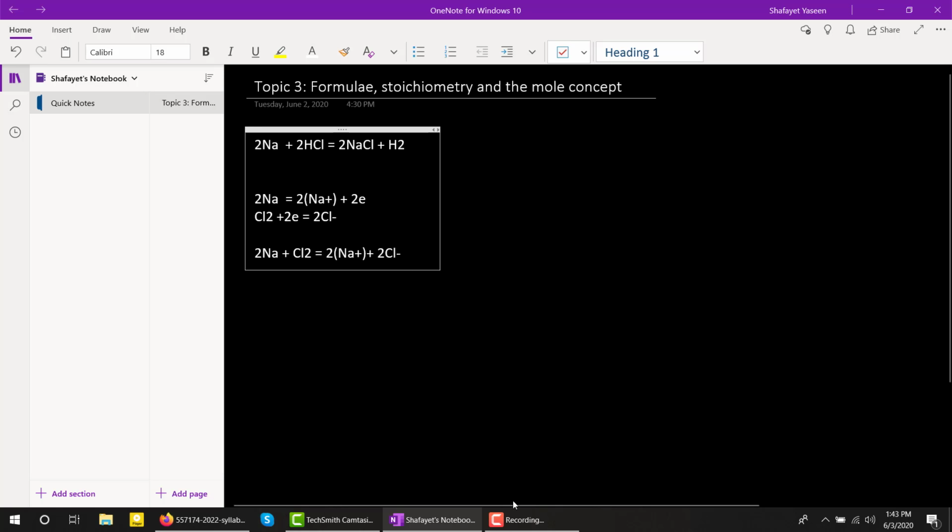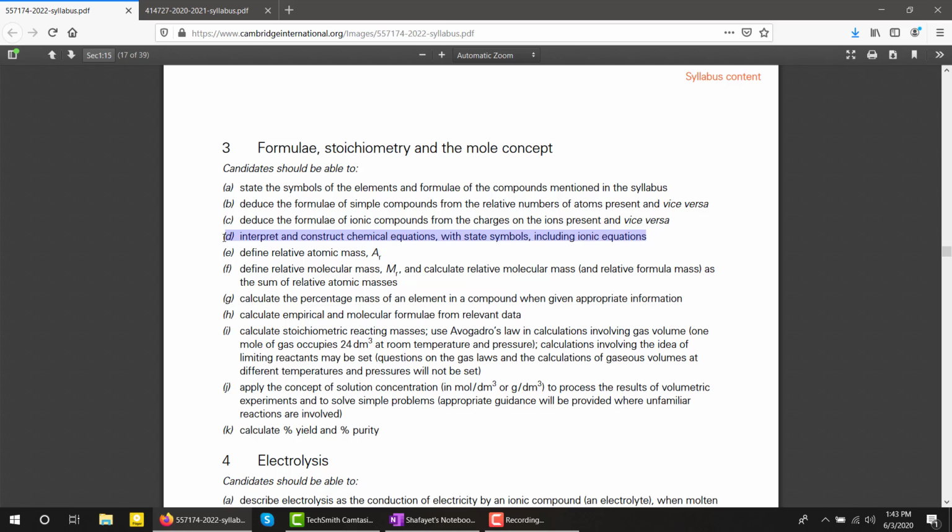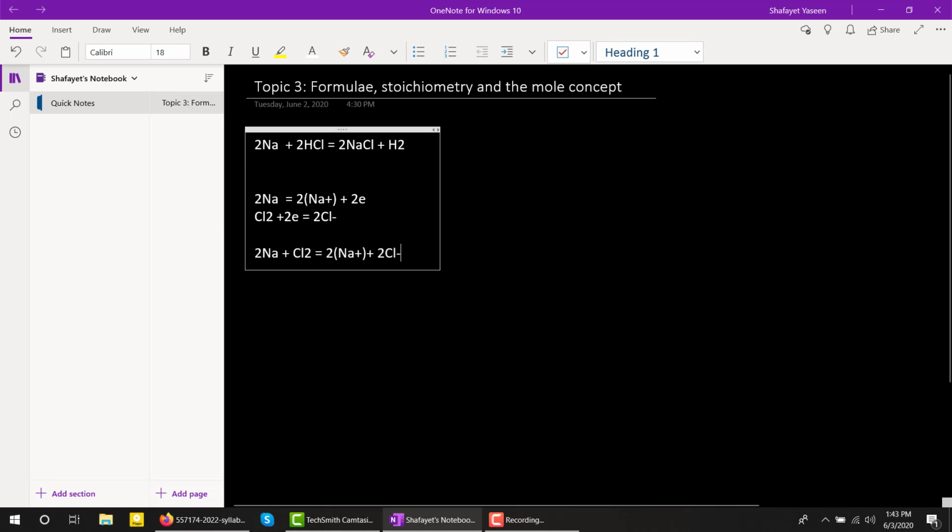All right. So we've just covered the fourth outcome of our syllabus. Now let's move on to defining relative. Oh, there's something I missed with state symbols. You must include the state symbols. For instance, sodium is a solid at room temperature under standard conditions, so you'll just include the S here.